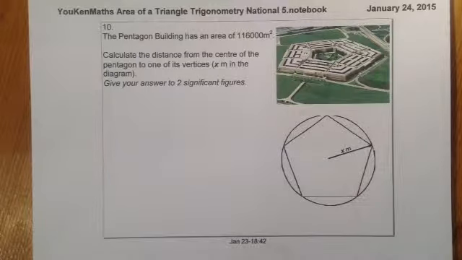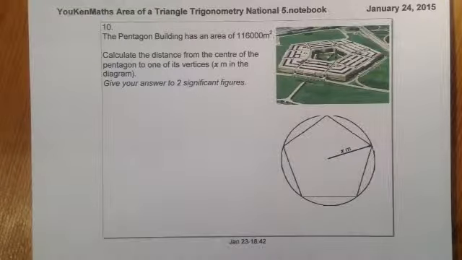I've got 2 calculator questions and 2 non-calculator questions that are at the top end of the work for the area of a triangle. Right then, let's look at the first one. The Pentagon building has an area of 116,000 metres squared. Calculate the distance from the centre of the Pentagon to one of its vertices. That would be one of its corners, so that would be X in the diagram just down below here. Answer to 2 significant figures.